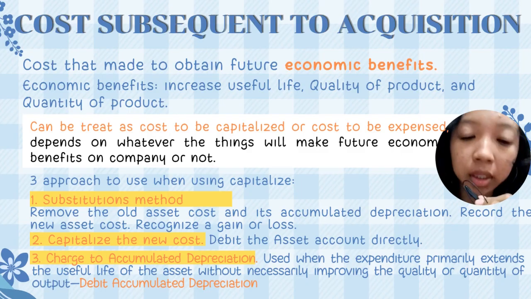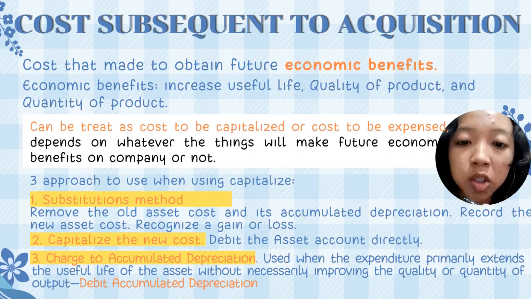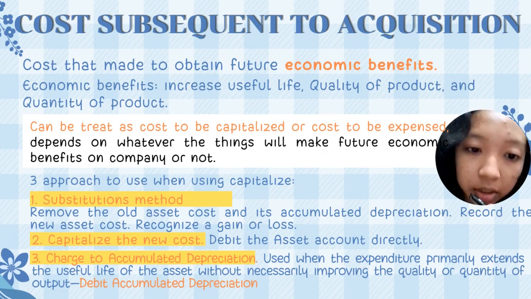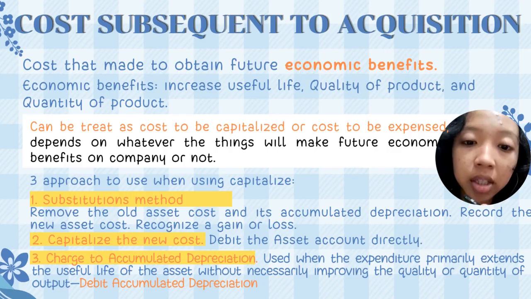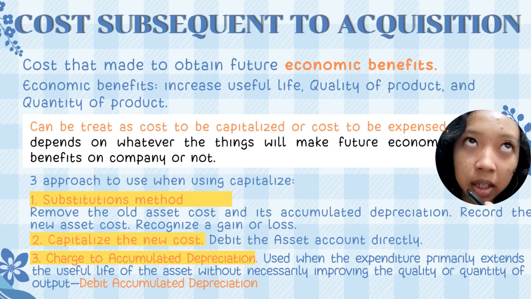Hello, my name is Prita, with the last 3 digits of NPM 171. Here, I will explain about the cost subsequent to acquisition. So, cost subsequent to acquisition is cost that is meant to obtain future economic benefit. The future economic benefit here means increased useful life, quality of product, and quantity of product. It can be one of the three or maybe more than one.